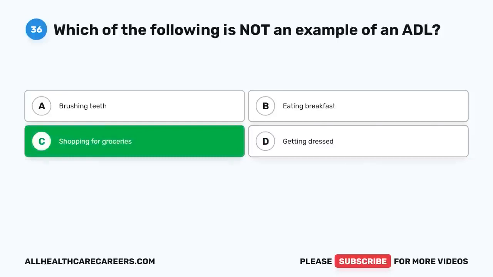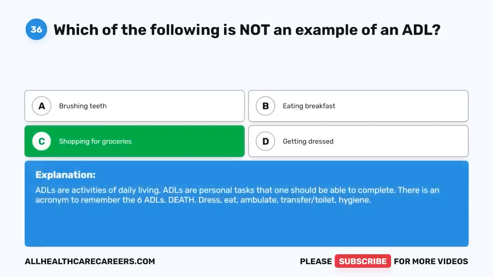Shopping for groceries. ADLs are activities of daily living. ADLs are personal tasks that one should be able to complete. There is an acronym to remember the 6 ADLs. Death, dress, eat, ambulate, transfer or toilet, and hygiene.